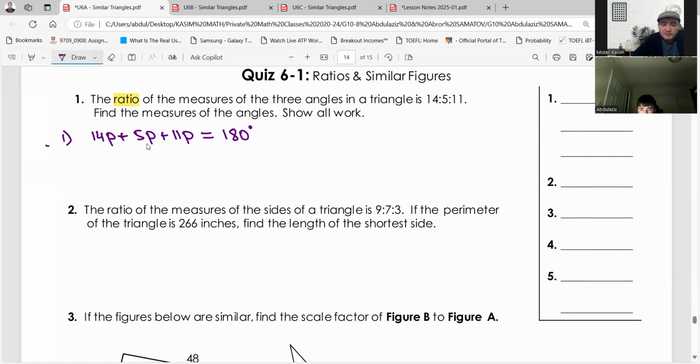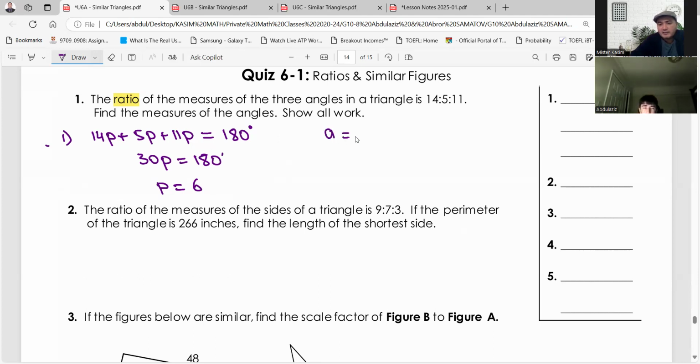What is 14 plus 5? 19. 19 plus 11? 30. So here we have 30p equal to 180. So what is the value of p? 180 divided by 30 is 6, right? And now we can find the angles.